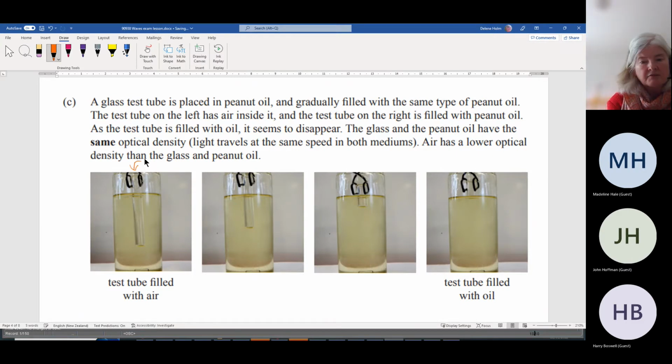So for those that didn't see the chat, Madeline said, could they first draw the main line, so they can see whether it's parallel or not, and then draw the bending line in between. So yes, you can do that.